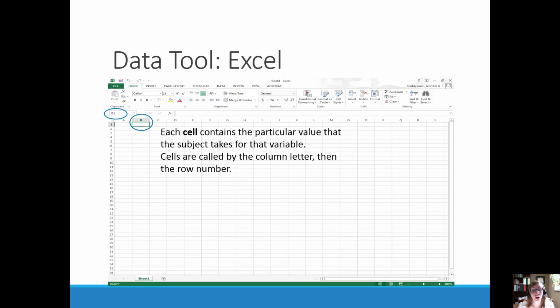Cells are called by the column letter, then the row number. In this example, cell B1 is selected. You can see that B1 also appears directly below the ribbon. It is important for data to be arranged clearly and concisely so that others who may use our information in the future are able to reach the same conclusions.